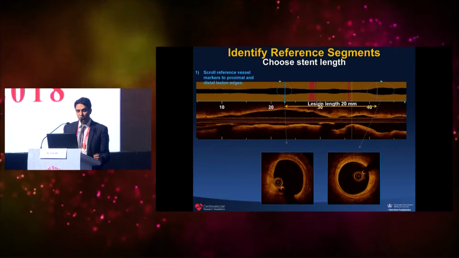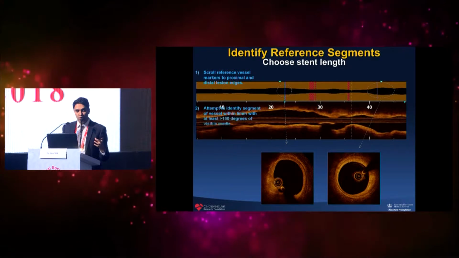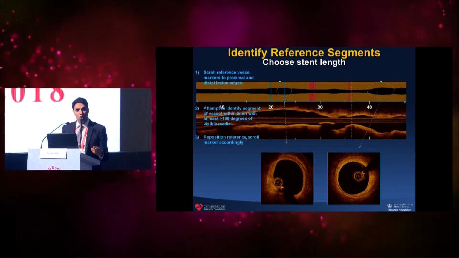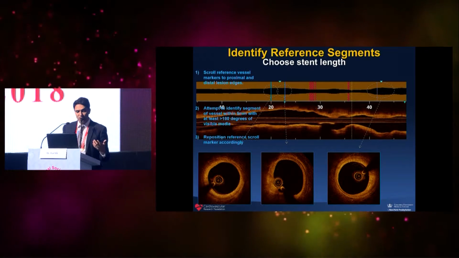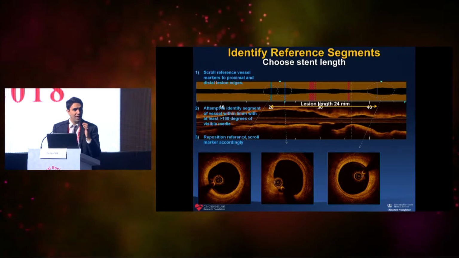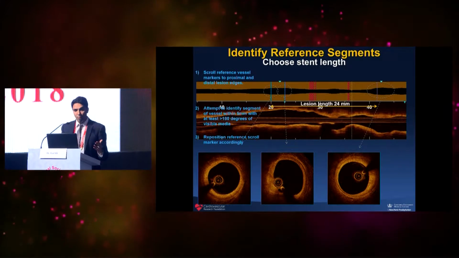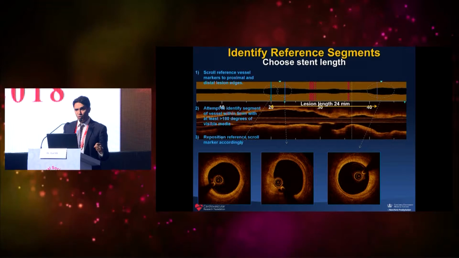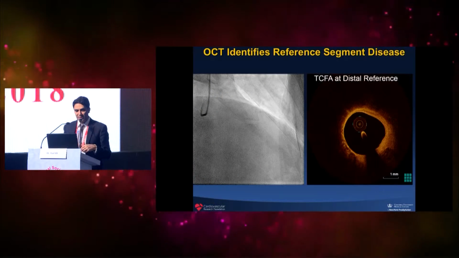In this situation, what should happen is you scroll the vessel to look for a segment of the artery that is more healthy, and just 4 millimeters away we identify a segment that's completely normal. As a result, stenting from normal to normal is the ideal situation and is completely guided by OCT.